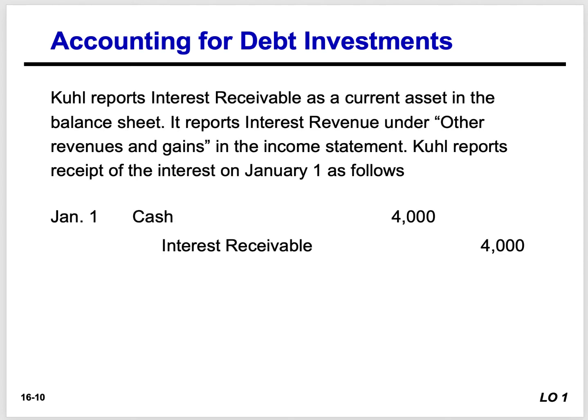Now, once we actually receive that cash, on December 31st we had to accrue it. We earned it. We're not going to get it until literally the next day. But because it's a new accounting period, we had to accrue it in the prior year. This year we can show that we actually received the cash.